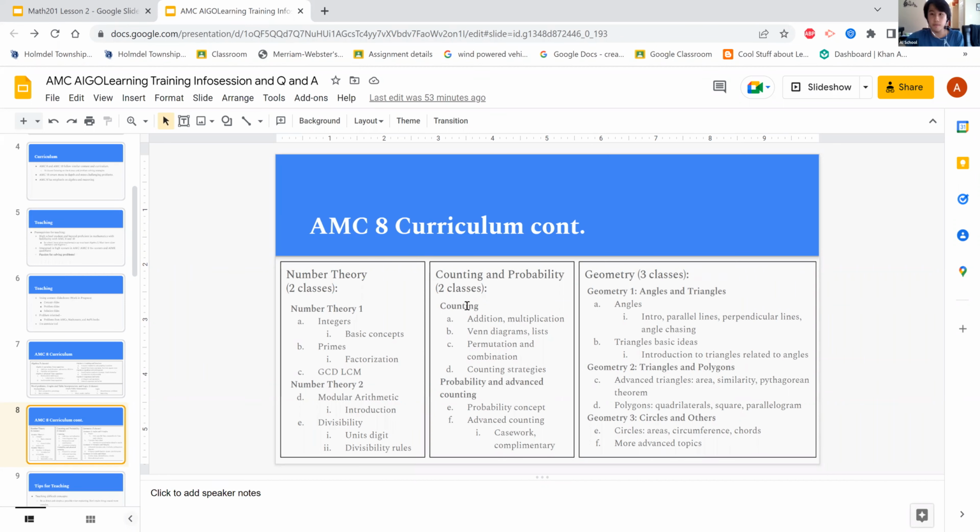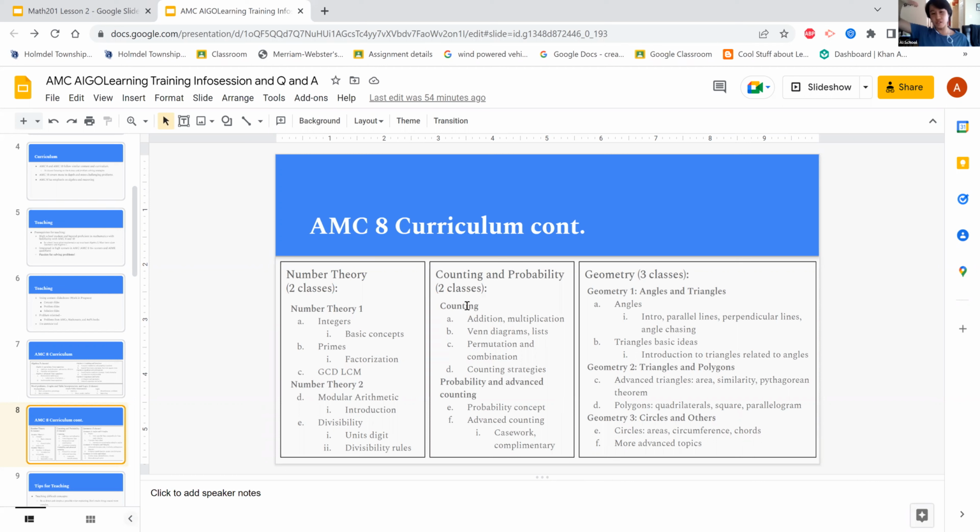So for example, counting. The first class will be dedicated to addition and multiplication properties of counting. This includes the multiplicative property of counting and relatively simpler examples. And then we'll go over some Venn diagrams and lists, which show up quite often. And also permutations and combinations, which is on the more advanced side. We go over the context around permutations and combinations, and we will discuss some counting strategies as well.